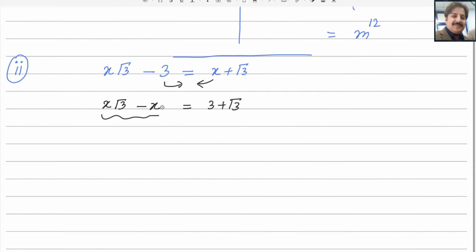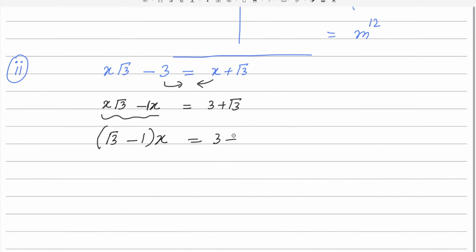From these two terms, you can take x out. Because the coefficient here is 1, you can move x outside of the bracket. So it will be square root 3 minus 1, times x, equals 3 plus square root 3.